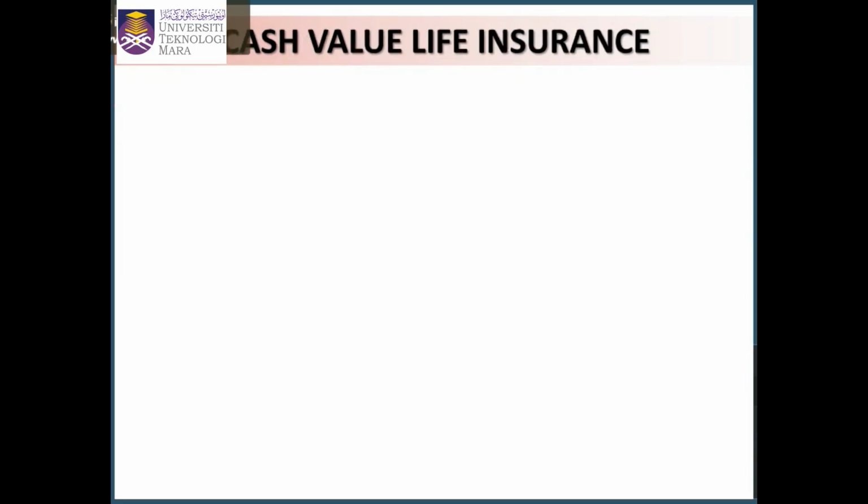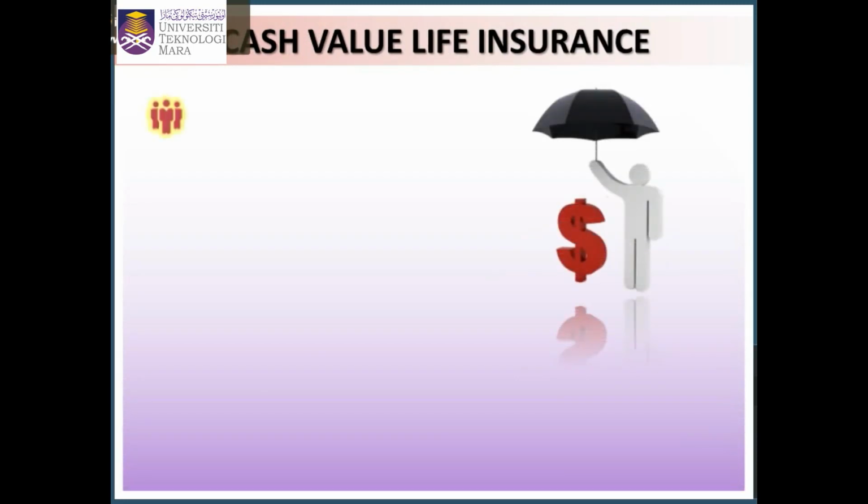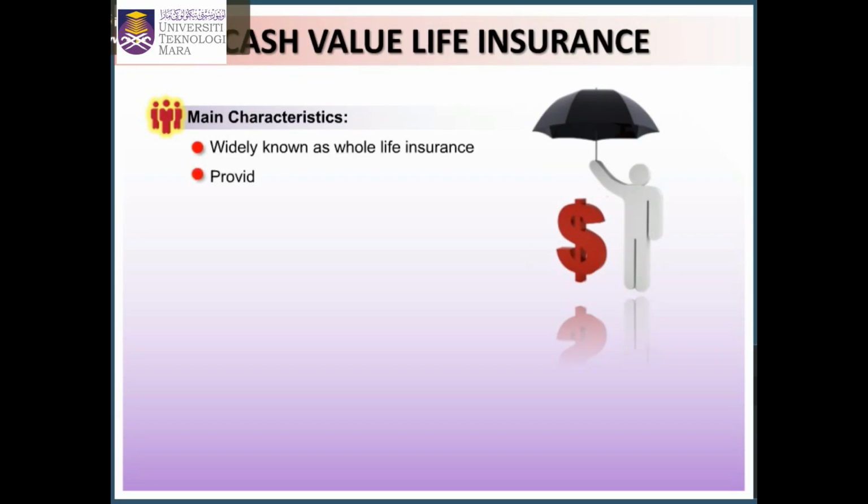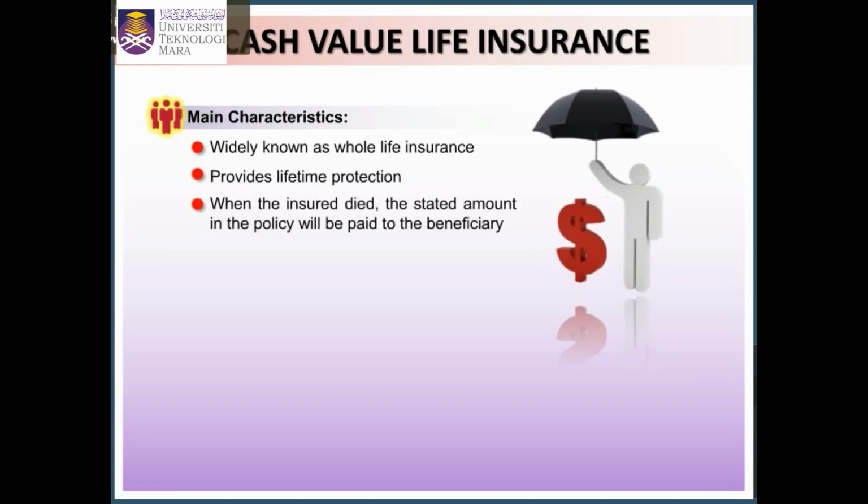Cash value life insurance. Main characteristics. Widely known as whole life insurance. Provides lifetime protection. When the insured dies, the stated amount in the policy will be paid to the beneficiary. The policy ends once the insured dies.